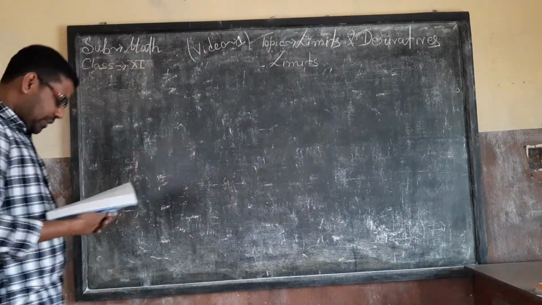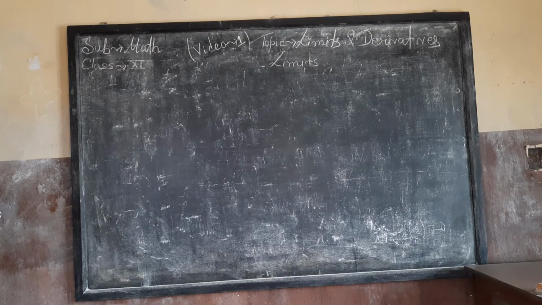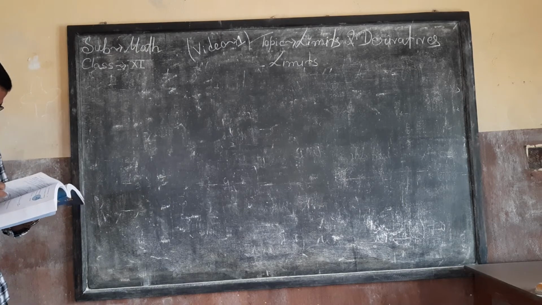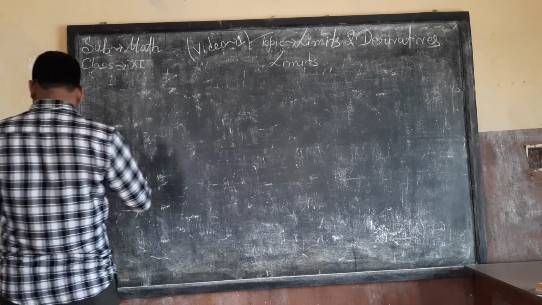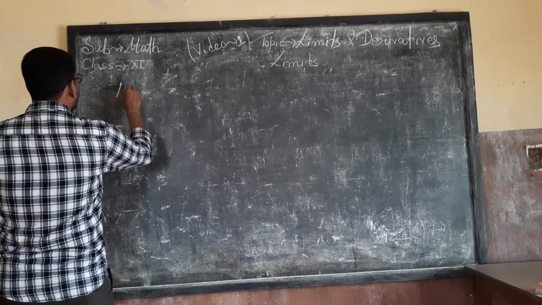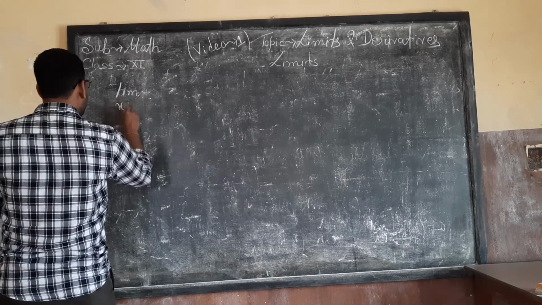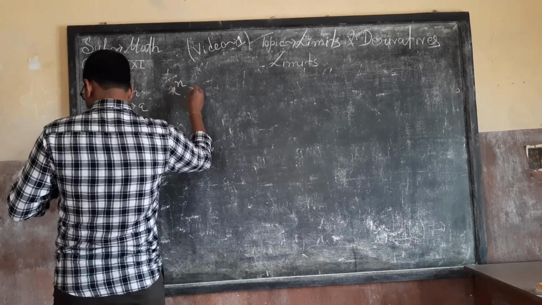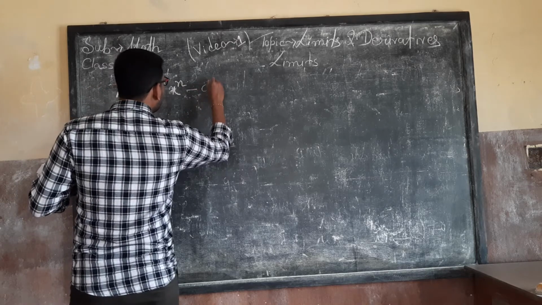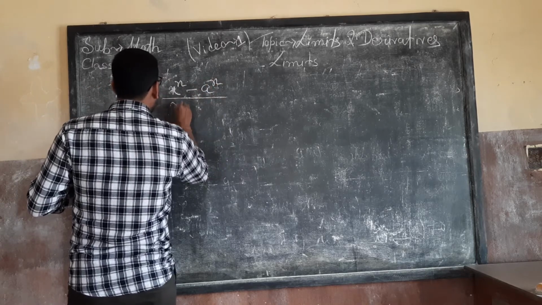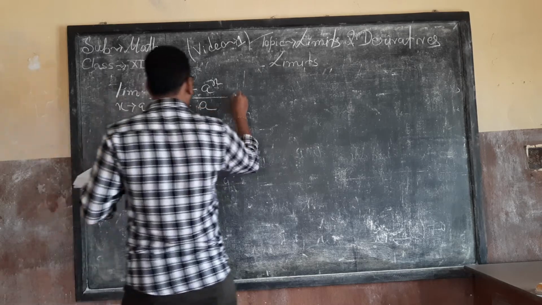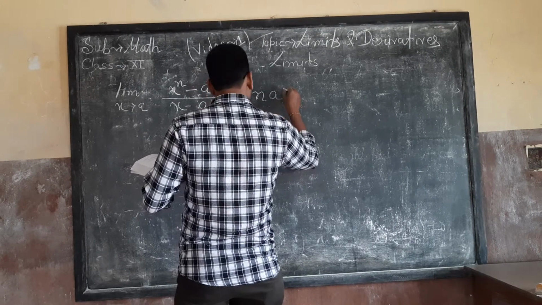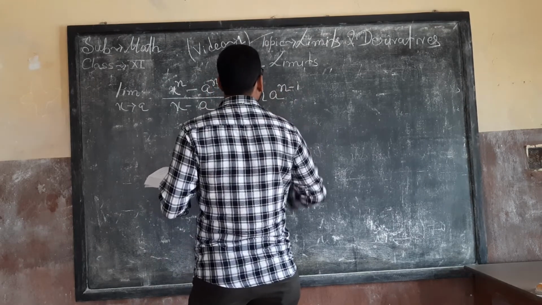After that, we use some predefined formulas to find the limit of a particular function. The first, the limit x tends to a of (x to the power n minus a to the power n) by (x minus a) is equal to n a to the power n minus 1.